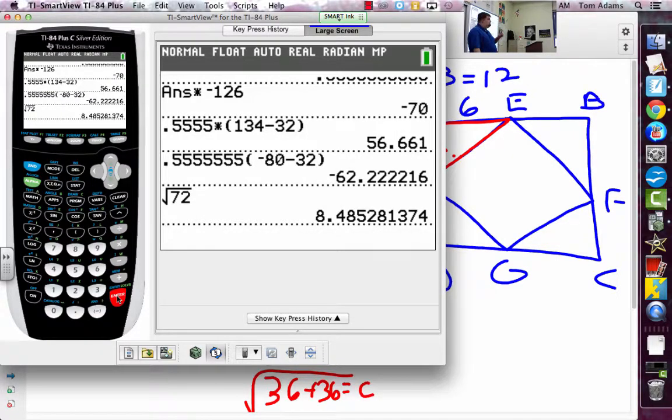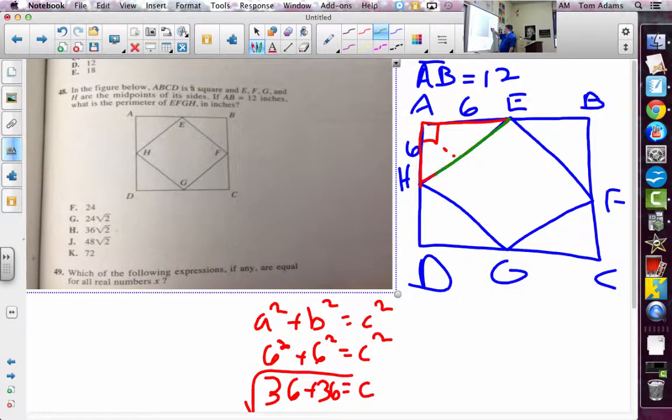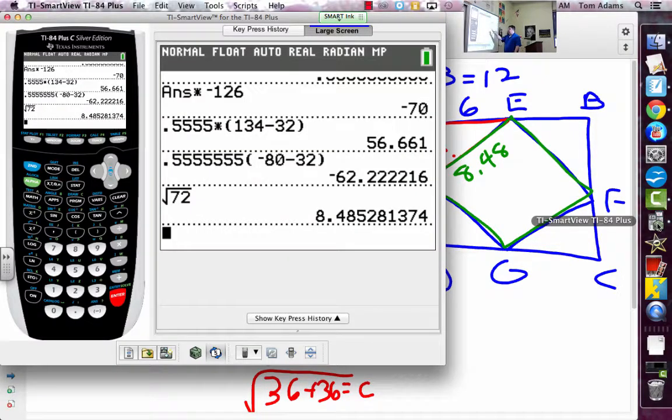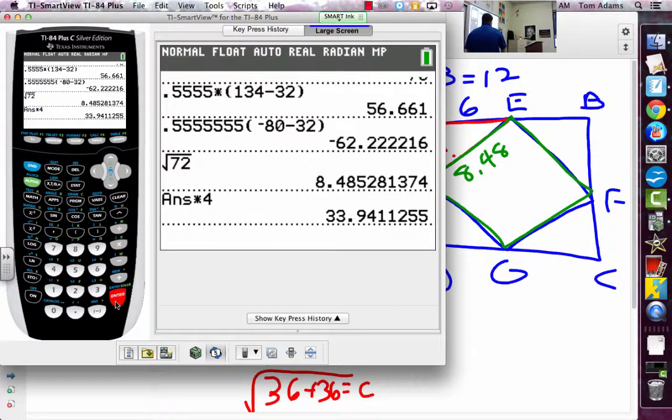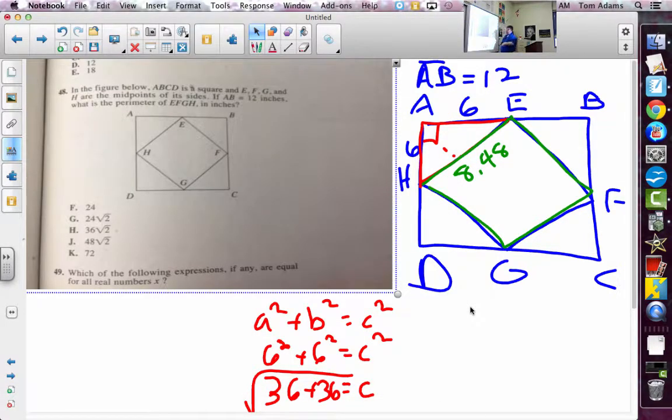Now that's just one side length of this triangle. So what I'm looking for is this right here, and that's 8.48. And so I've got 1, 2, 3, 4 of those to find the perimeter. So I'm going to take my calculator and whatever this number is, multiply it by 4, and that gives me 33.94. So that's kind of what my answer is.